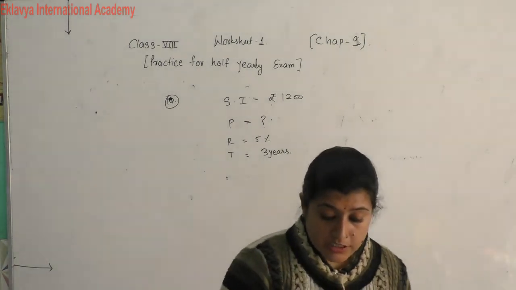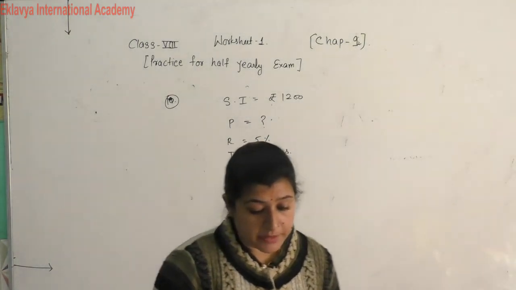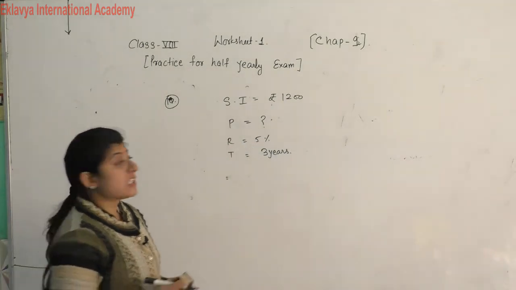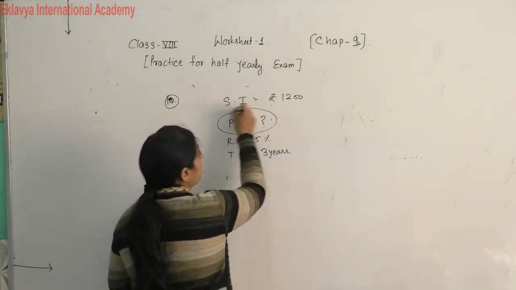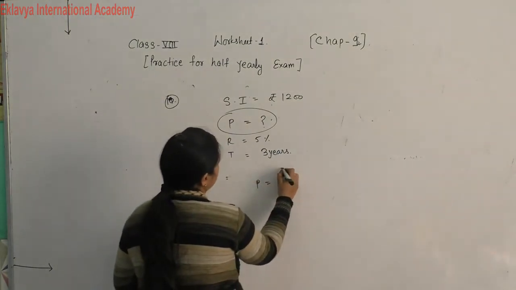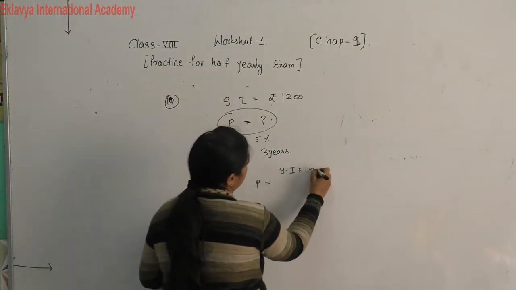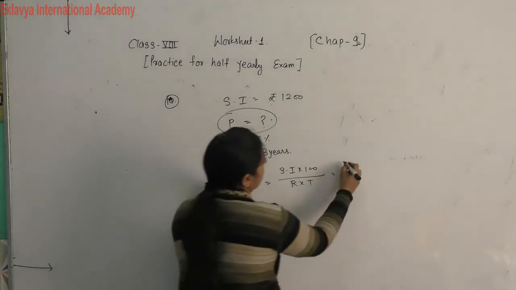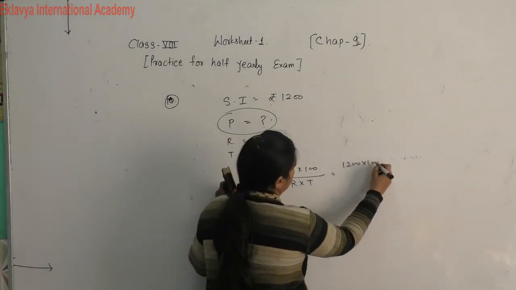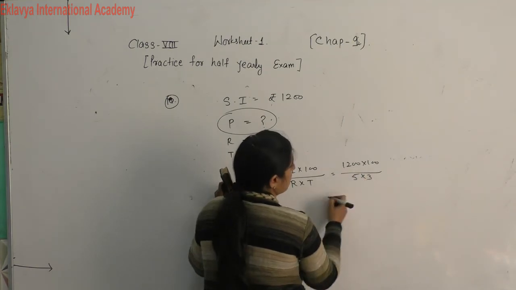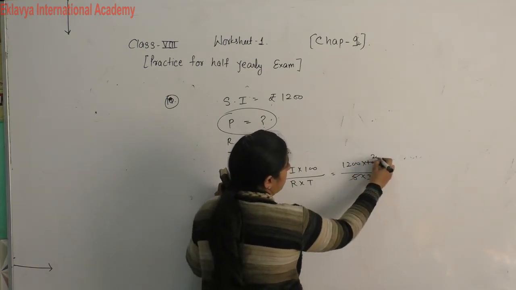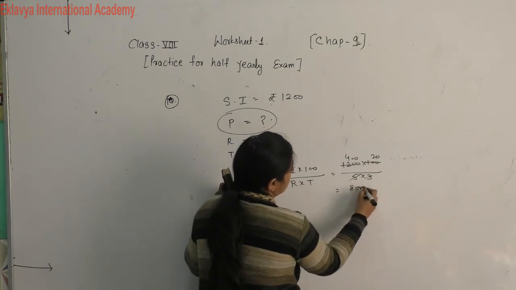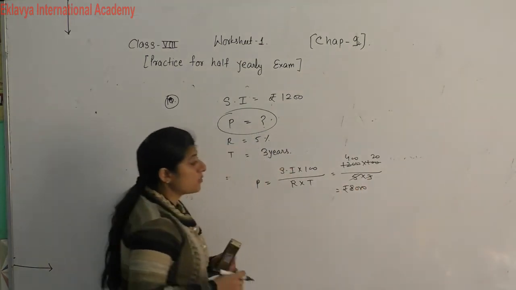The compound interest for the same sum, for the same period at the same rate is... It means firstly we have to find out the principal amount. For the principal, the formula becomes SI into 100 divided by R into T. 1200 into 100 divided by 5 into 3. 5 2s are 10, 3 4s are 12. It becomes rupees 8000.